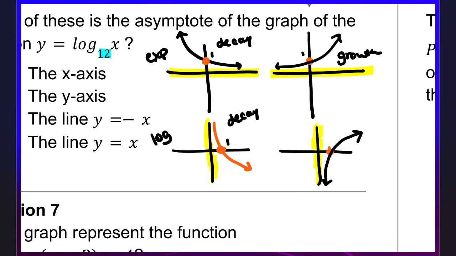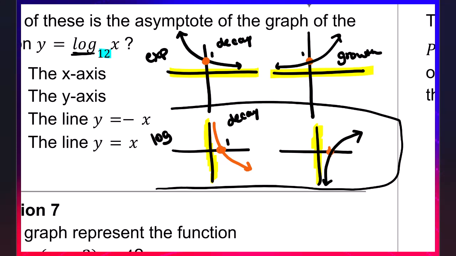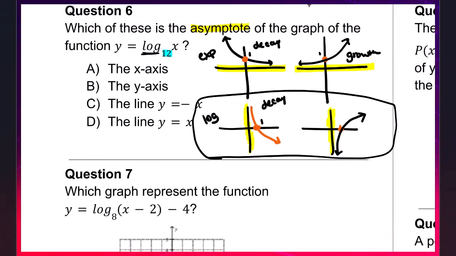in that manner. Okay? So if you look here, we have a logarithm. It's going to be one of these bottom 2 graphs. It has a base of 12. If your base is greater than 1, it's going to grow. So, and it honestly doesn't matter because they both have an asymptote, which is what you are looking for, of the y-axis. So your answer to question 6 is B.